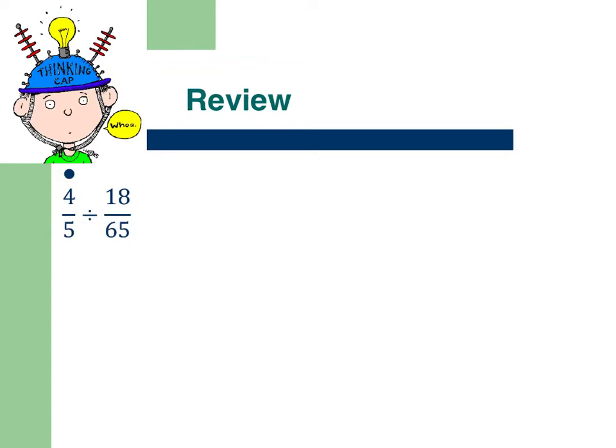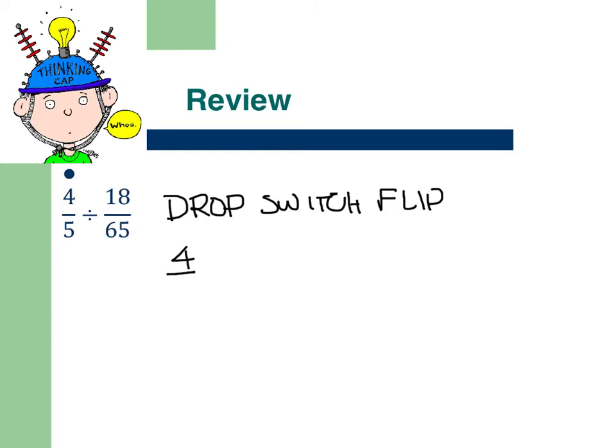So we have 4/5 divided by 18/65. If you remember from a few years ago when you learned how to do this, we're going to do this thing called drop, switch, flip. The drop implies that you're going to drop down the first fraction. The switch means you're going to switch it to a times. And the flip means you're going to do the reciprocal of the second fraction. So drop, switch, flip is just kind of a fun little saying for multiply by the reciprocal.